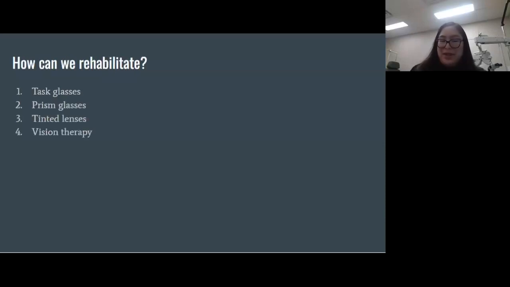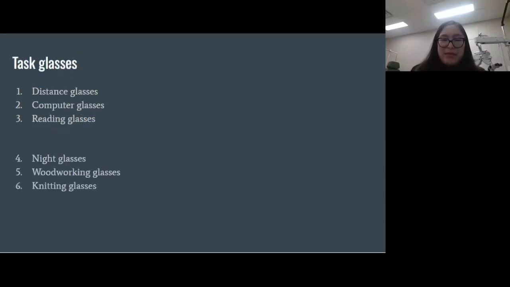All right. And that's really the perfect segue because now we're going to talk about how we can rehabilitate all of that stuff. So we're going to go into 4 options. The first thing is task glasses. This is the easiest thing because it's just kind of putting on glasses and that helps part of it.